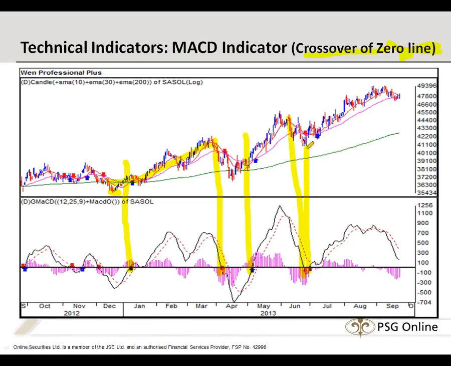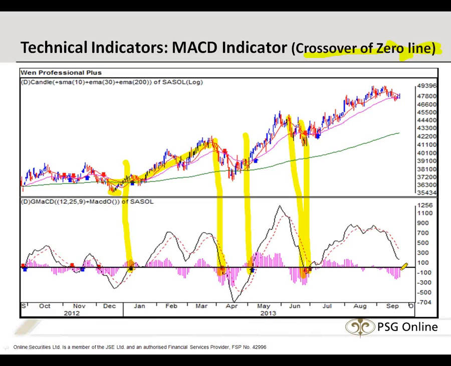Okay, that's where you buy again, and I haven't got a sell signal yet. So your trades are not so often, it doesn't happen so often, but you'll be taking advantage of the bigger moves in the market. What I like about the MACD, remember I spoke about trending markets and sideways markets. Some indicators work well in sideways markets, some work well in trending markets. MACD works well in both markets.